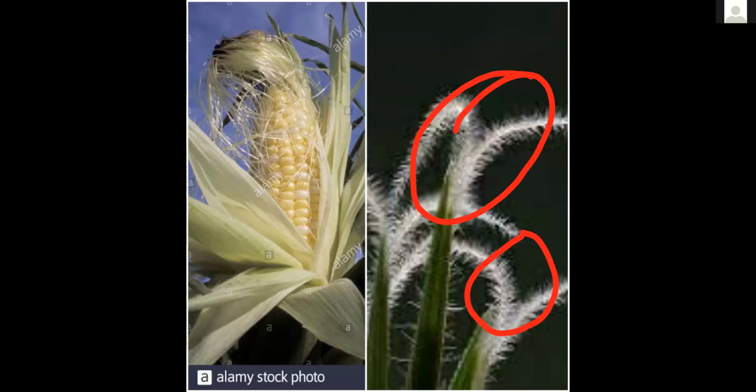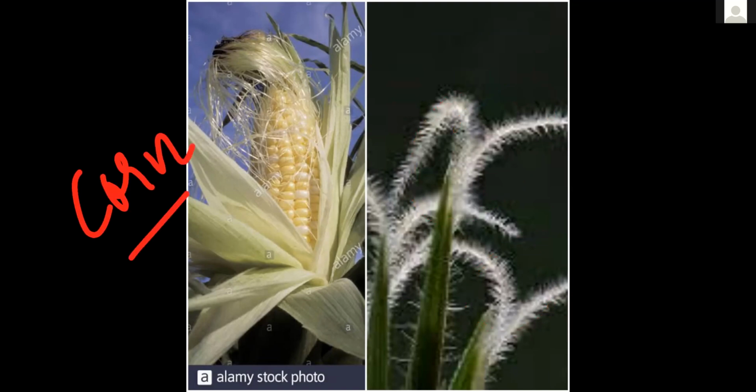Another feature in this case: wind pollinated flowers often have a single ovule in each ovary and numerous flowers are packed into an inflorescence. Sunflower, if you remember, is not a flower, it's a capitulum type of inflorescence. It's a cluster of so many flowers. Similar to that, here there is a corn. It's not one flower, it's a cluster of flowers, and each ovary has a single ovule.